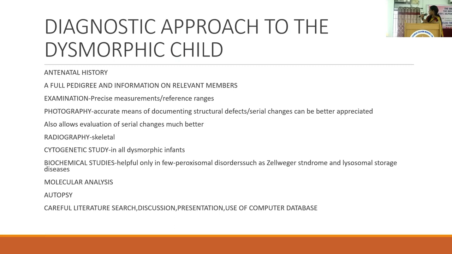Biochemical studies are helpful in some cases, like peroxisomal disorders such as Zellweger syndrome, and lysosomal storage disorders. These are the two indications for biochemical studies. Then molecular analysis, which is being taken up on a large scale now, autopsy, and careful literature search for such abnormalities, discussion, presentation, and use of a computer database. All these are needed when we approach a dysmorphic child.